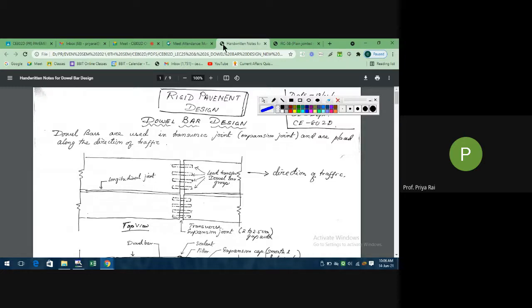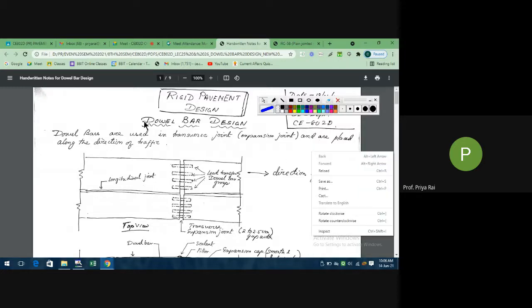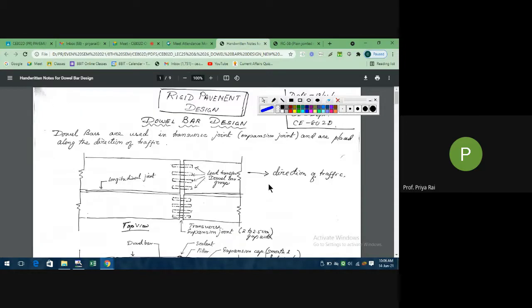Now let us discuss and make our fundamentals clear. First, tell me what is a dowel bar. Today's class will be more interactive. I want every student to interact here, so please respond. Tell me what is a dowel bar.